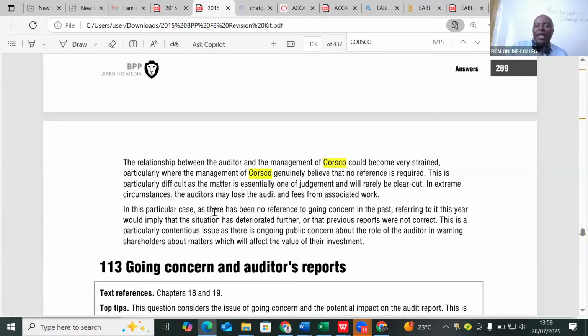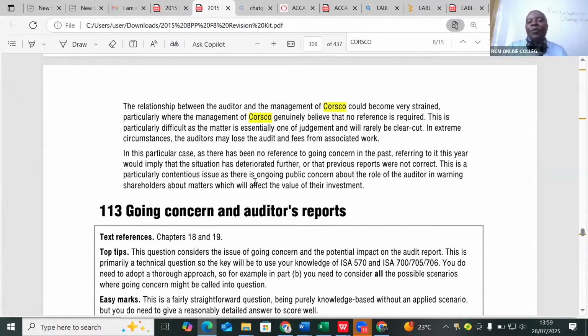In this particular case, as there has been no reference to going concern in the past, referring to it this year would imply that the situation has deteriorated further or that previous reports were not correct. This is particularly a contentious issue as there is ongoing public concern about the role of the auditor in warning shareholders about matters which affect the value of their investment.